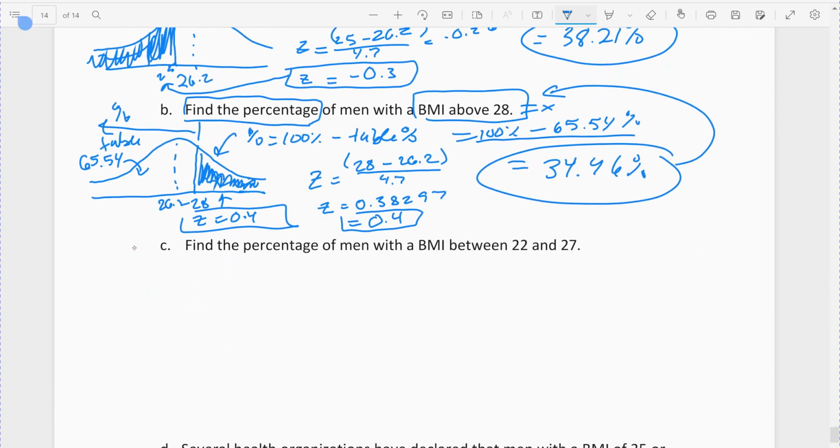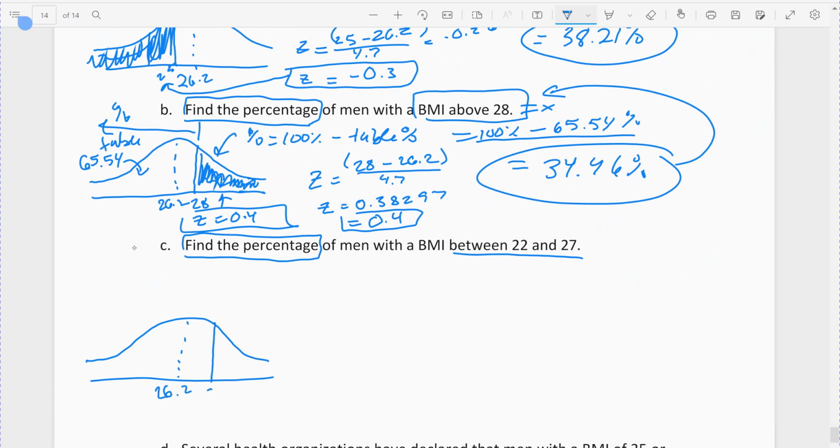Alright, now the hard case. Find the percent between. So we did a below, above, and now a between. So the between case is always the harder case. Alright, so our mean was at 26.2. 27 lands above it, and 22 lands below it. So this is the part that I want. That's the percent that I'm looking for.